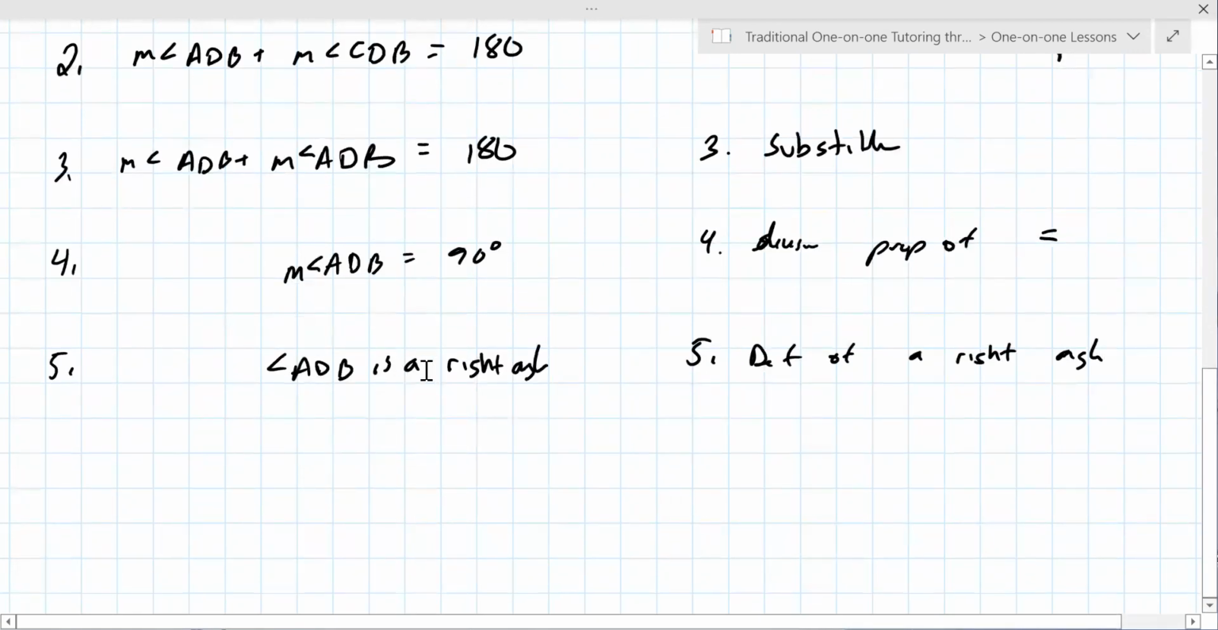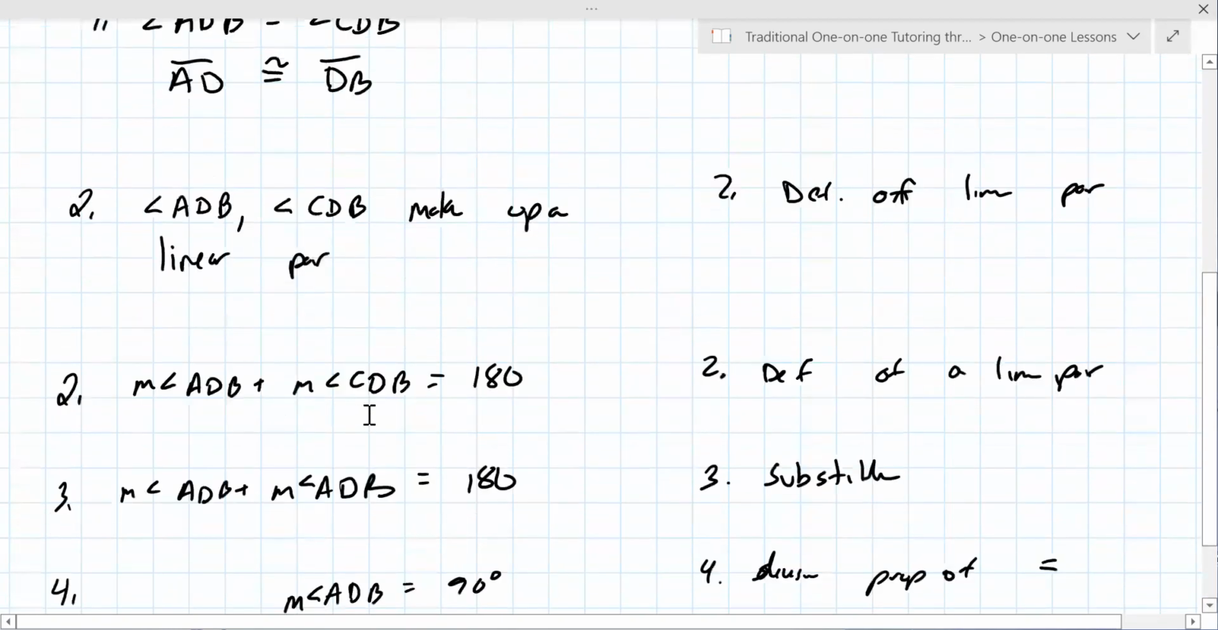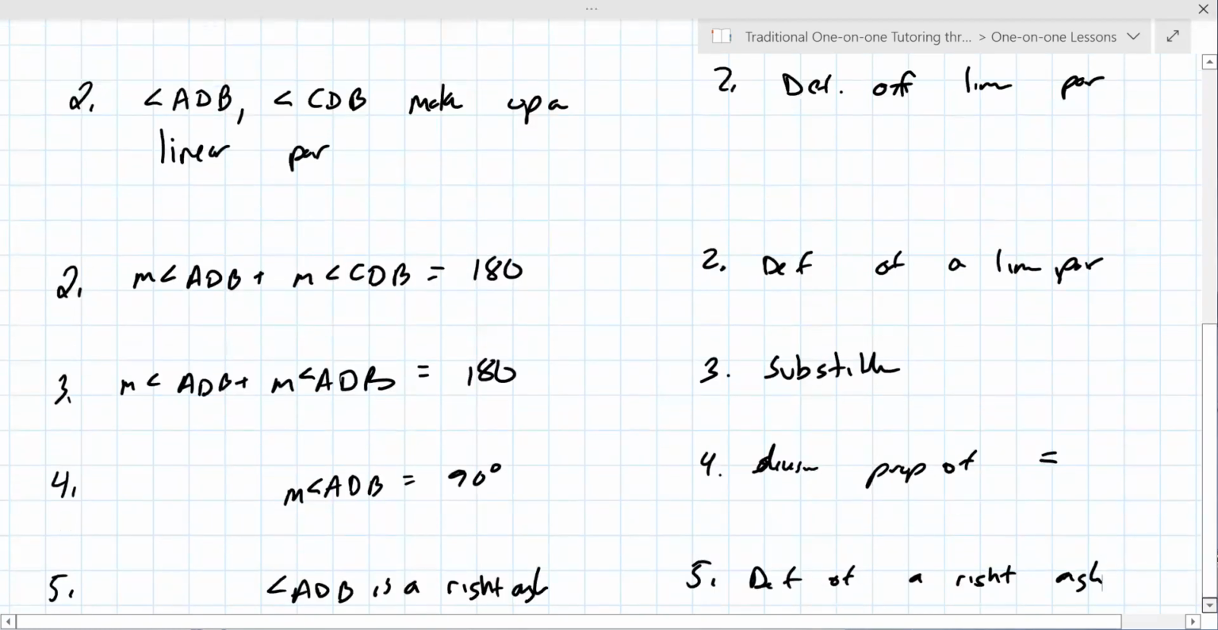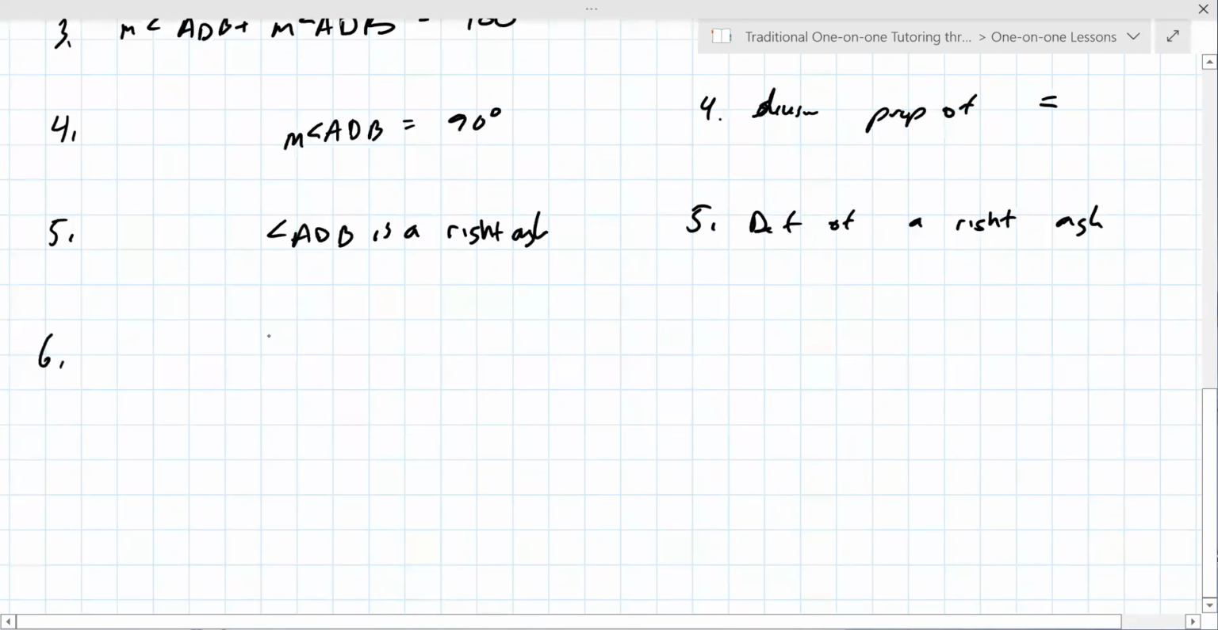Okay, so what we've proven is that ADB is a right angle. Go back to our picture. That means we've got a right angle here, and that's enough to prove that BD is an altitude. This is one of those converse situations. If it were an altitude, you could say that it meets at a 90-degree angle, but since we proved that it is, you just write the converse of the definition of altitude.